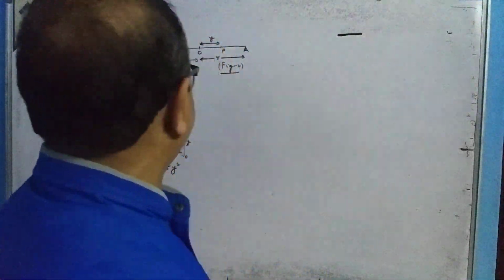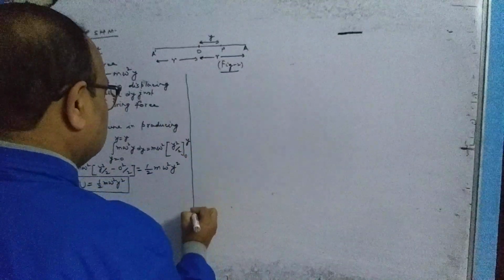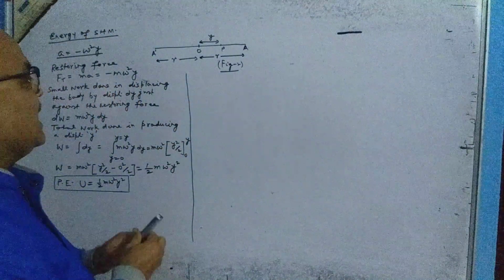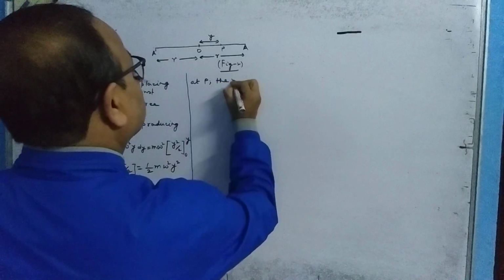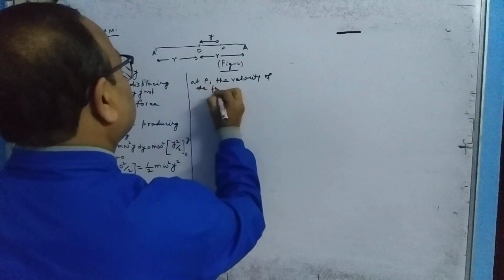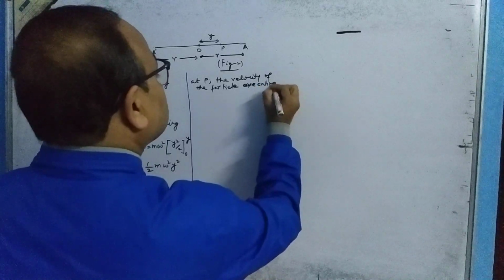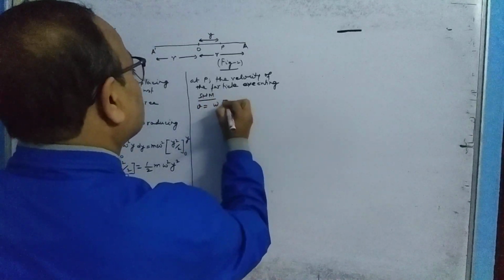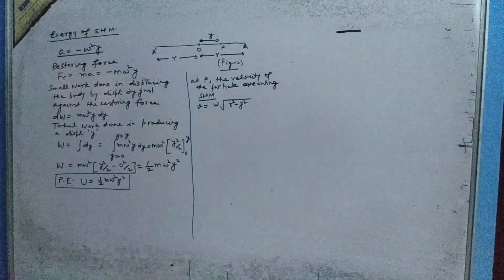Okay, now what I do, this is regarding the potential energy. Now let us come to the kinetic energy. So when the particle is at the point P, the velocity of the particle executing SHM will be v is equal to omega root r square minus y square. Well known equation, we already know it.